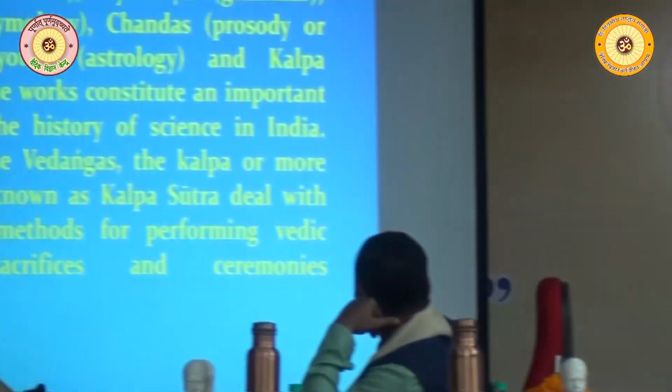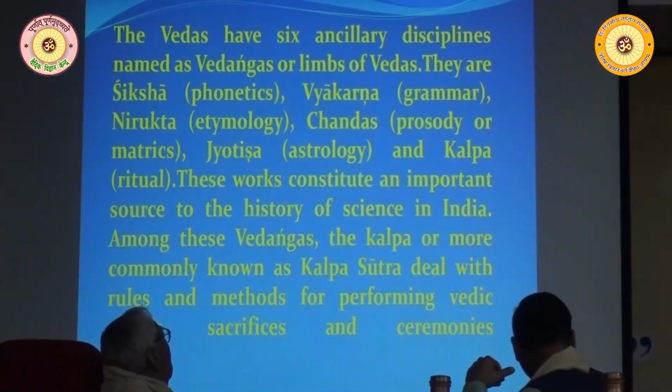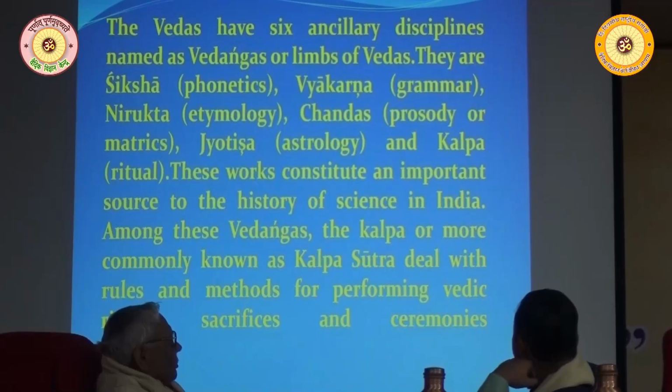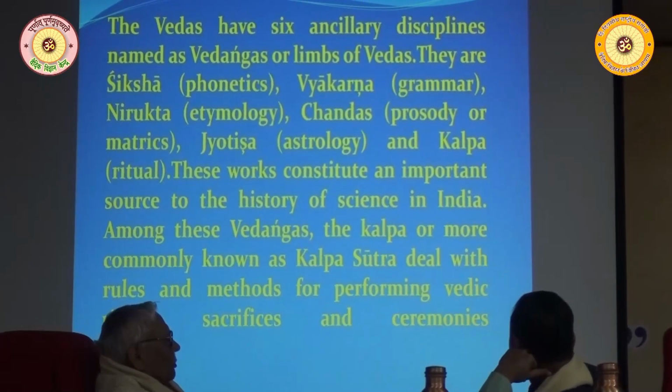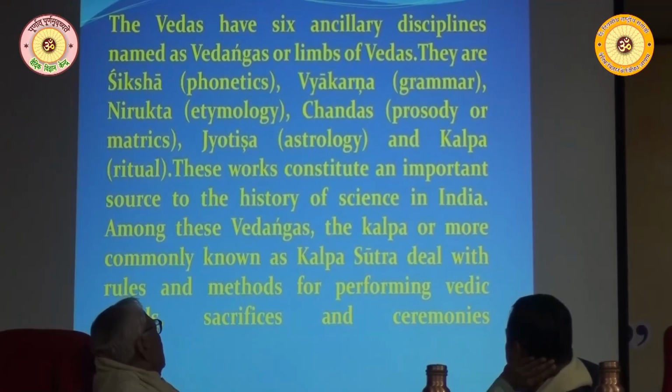They are Shiksha, that is phonetics, and Vyakarana, that is grammar, and the third one Nirukta or etymology, Chandas, prosody or mathematics, Jyotisha, astrology, and the last one, that is Kalpa. These are the 6 limbs of Veda that are usually known as Vedanga. So this verse constitutes an important source to the history of science in India.